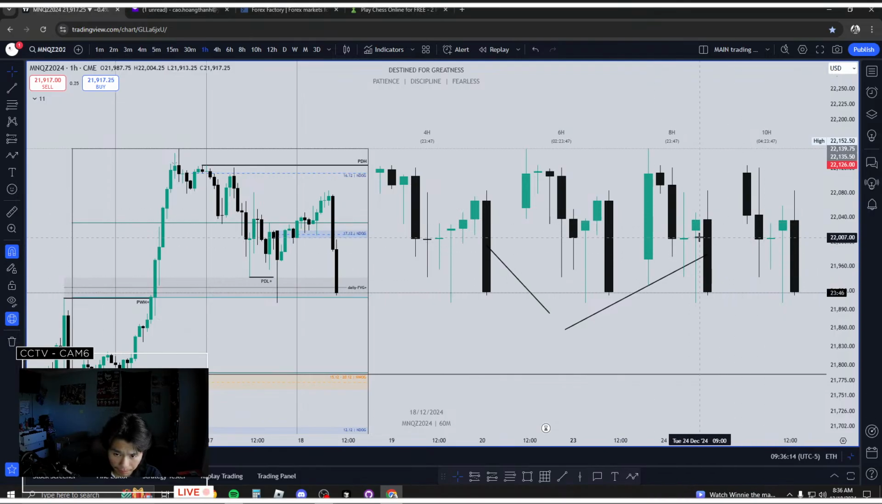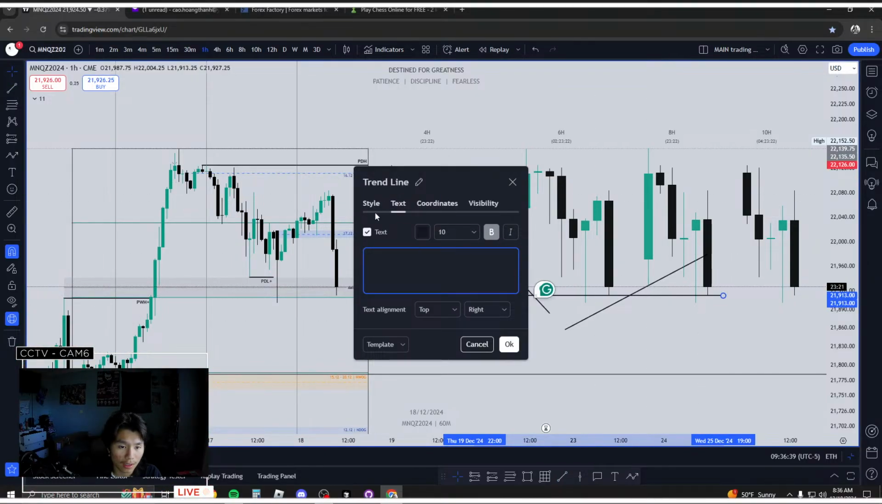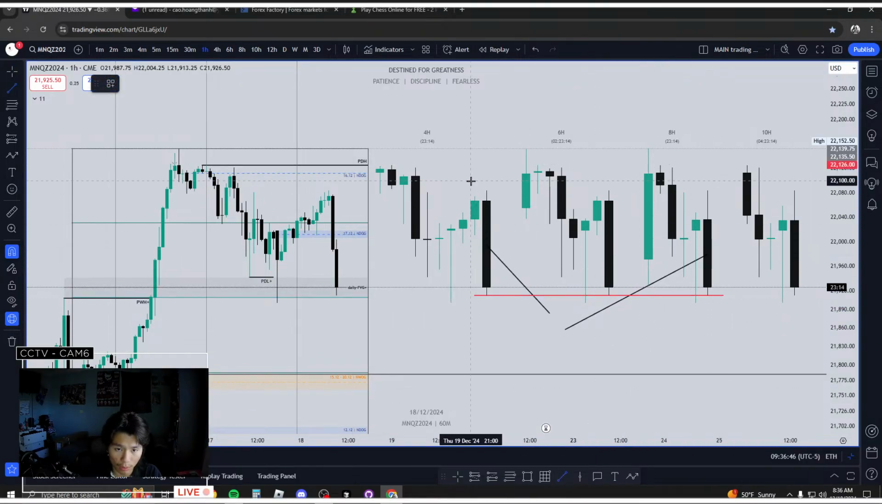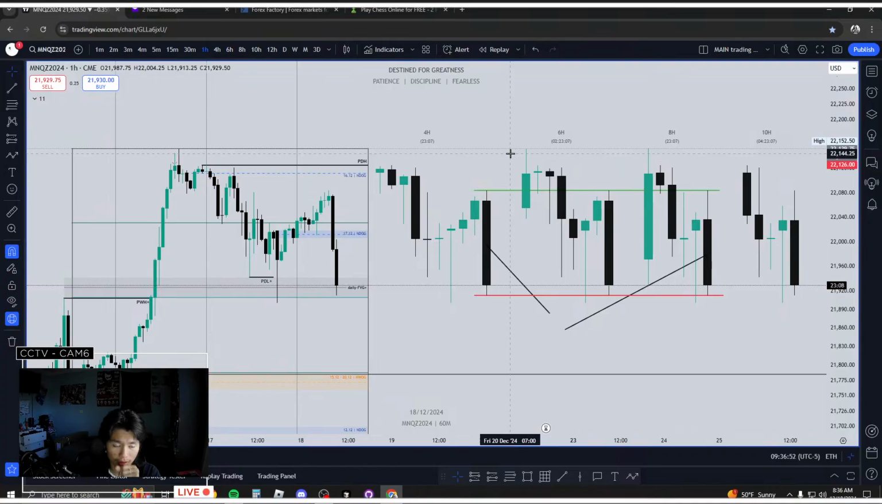Meaning that we would now have an 8-hour/4-hour objective. Based on the 4-hour and 8-hour candle right now, if we were to close on those two time frames, what can we anticipate? Can we anticipate the 4-hour/8-hour low to be taken, or the 4-hour/8-hour high to be taken? The red line is the 4-hour/8-hour low, and I'm going to make the green line the 8-hour/4-hour high.